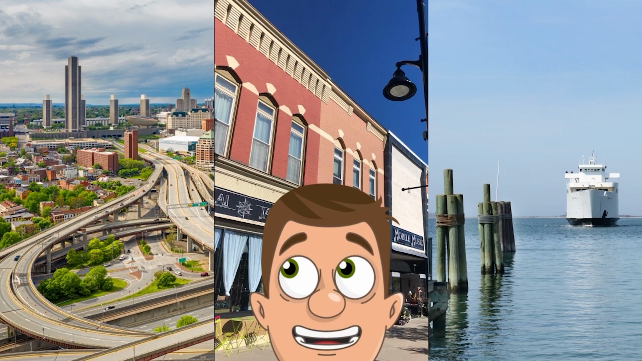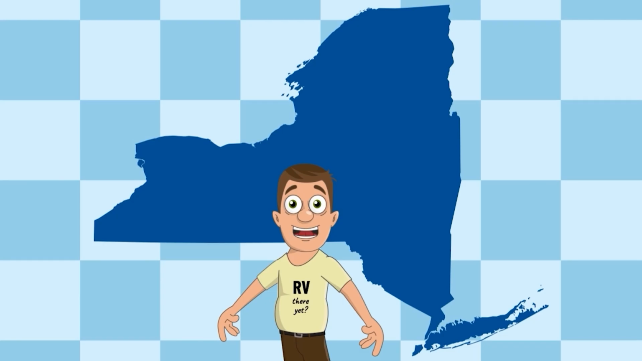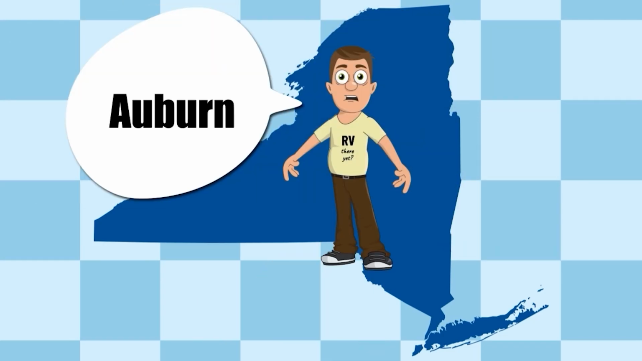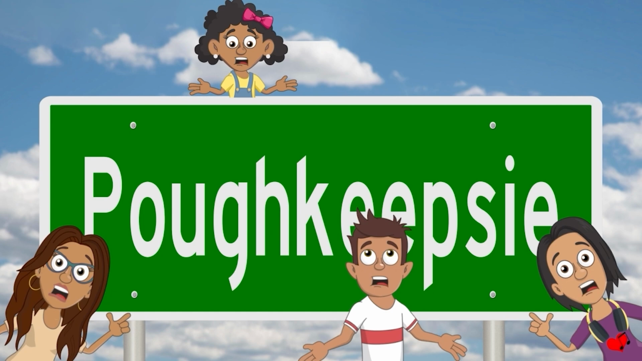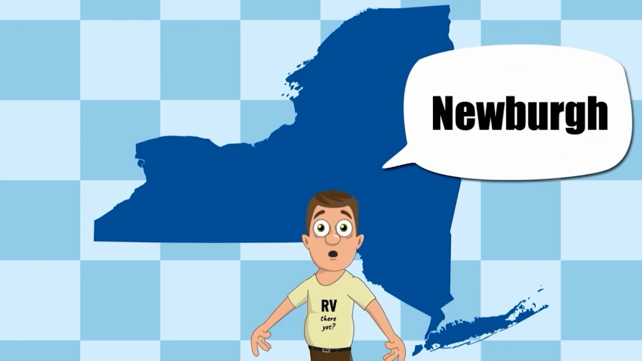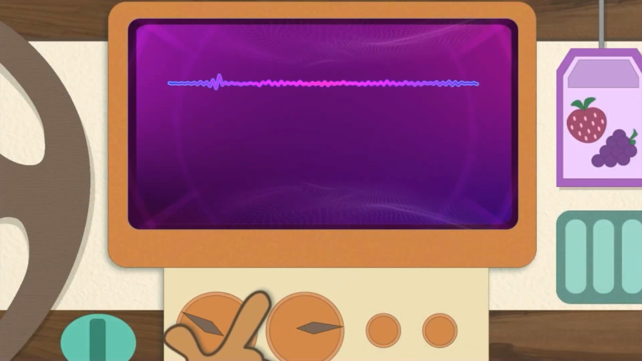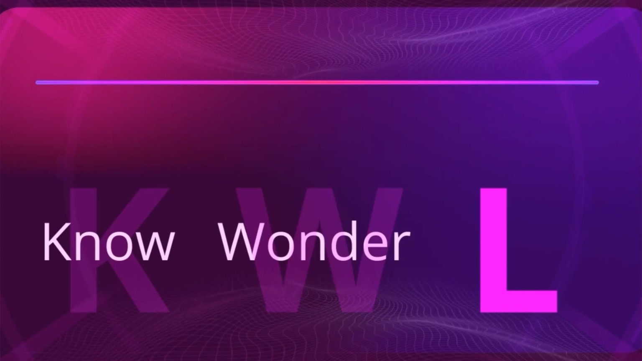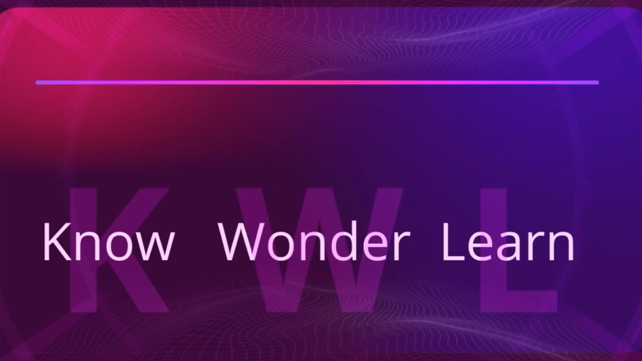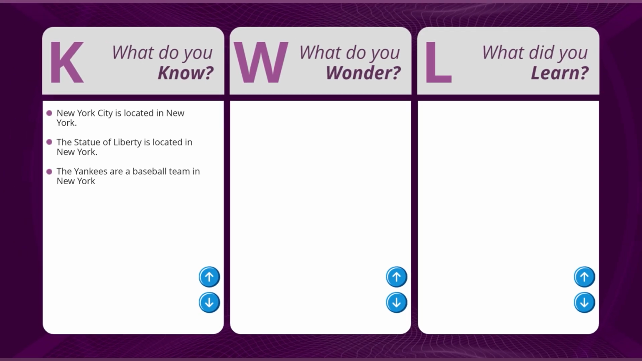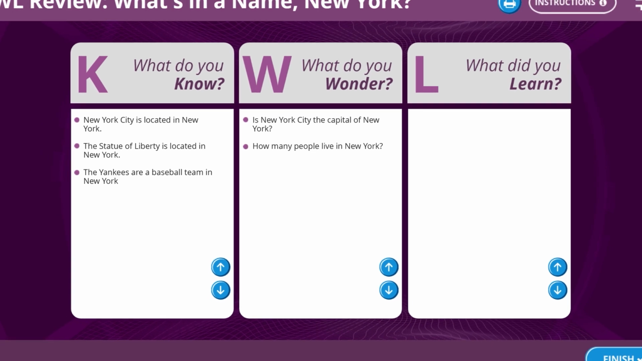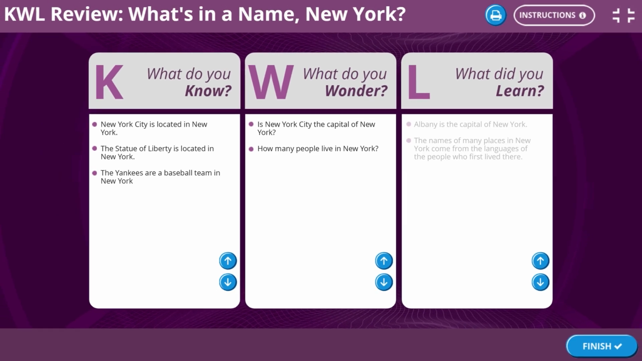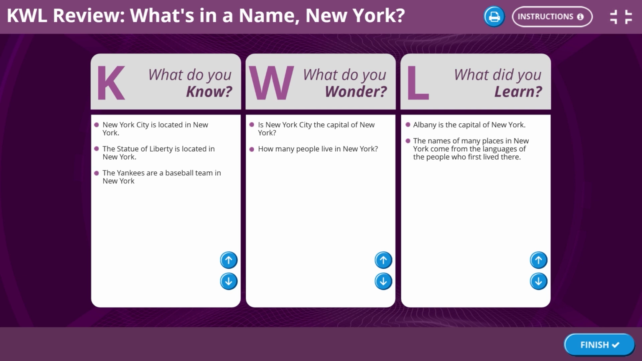Roadschooling! Through New York, so many cities, towns, and ports like Brooklyn, Hudson, Ithaca, Auburn, Long Beach, Utica, Poughkeepsie, Buffalo. Each chapter starts with a KWL chart. KWL. Know, wonder, learn. Here, students capture what they already know and what they wonder about the state of New York. Throughout the lessons, students add new knowledge to the Learn column.